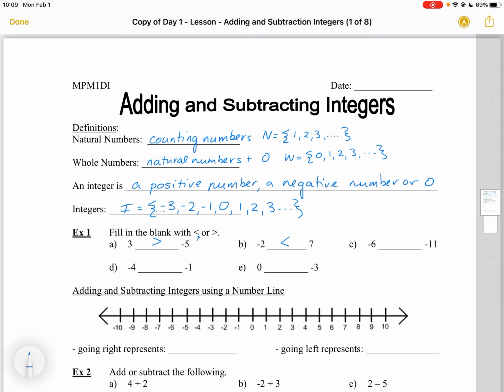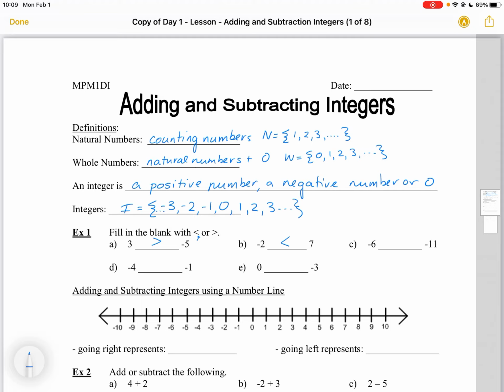So what we want to do next is fill in the blank with a less than or greater than symbol. Remember, the bigger part of the opening always goes to the bigger number. The bigger number is always defined as a number that is more positive. So what you might want to do here is pause the video, try and fill in the blanks on your own, and then double check with me to make sure that you're on the right track.